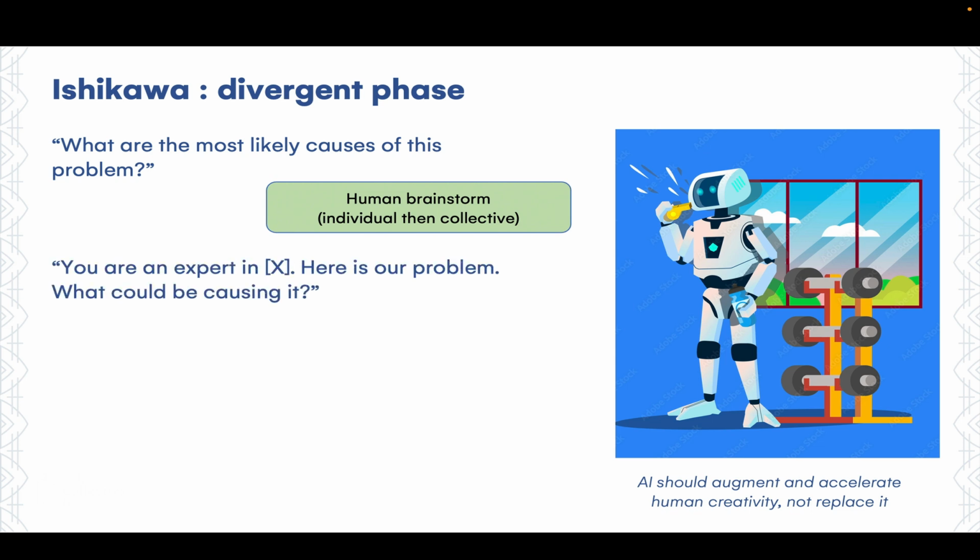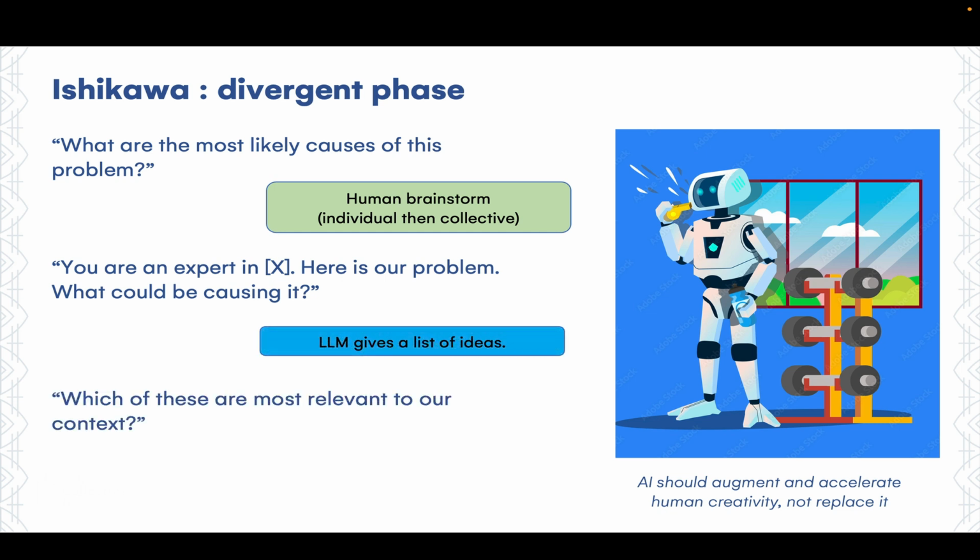Then I would recommend turning to the LLM and giving it a persona. You are an expert in marketing. You are an expert in social media. Here's the problem, you describe it. What could be causing it? And this way, the AI could help flesh out or develop your list of potential causes.